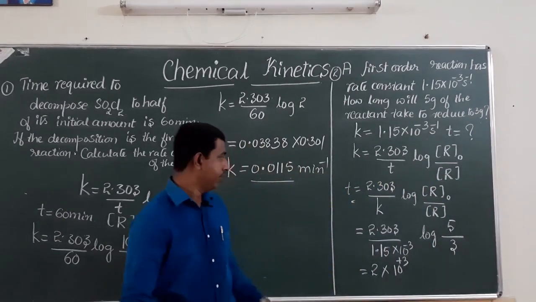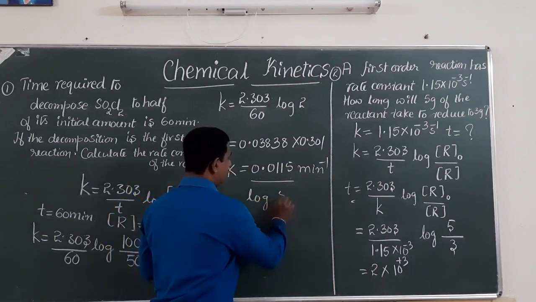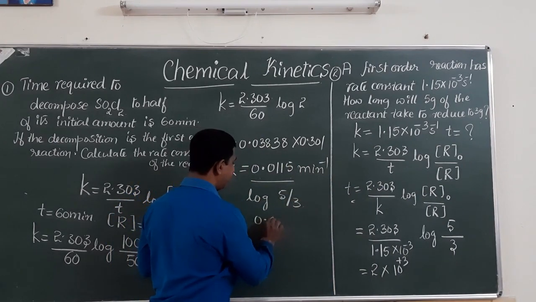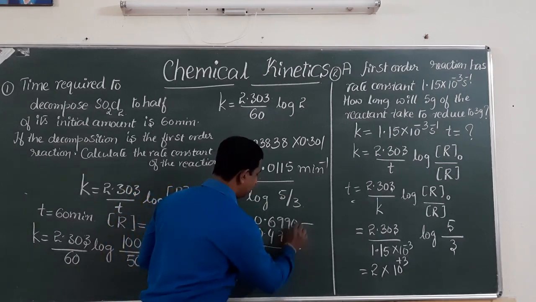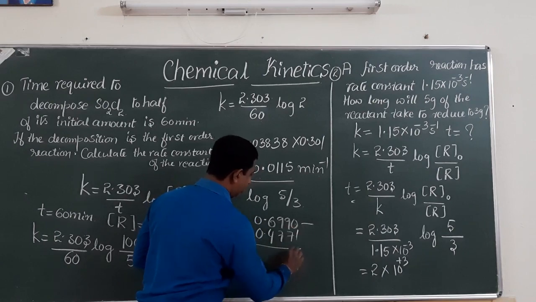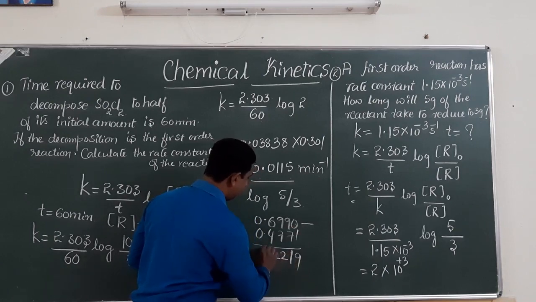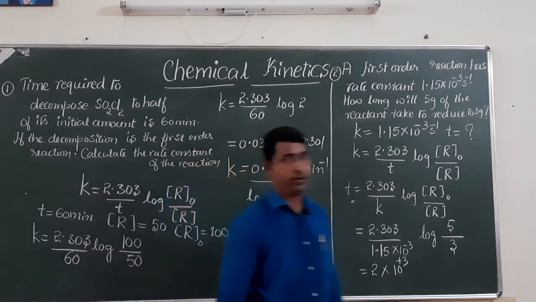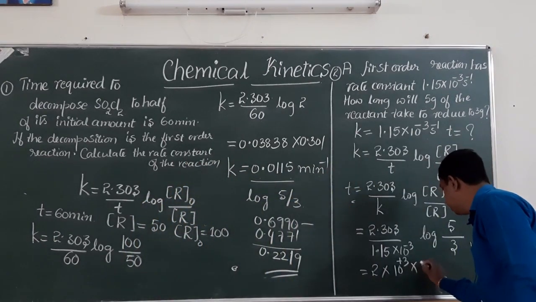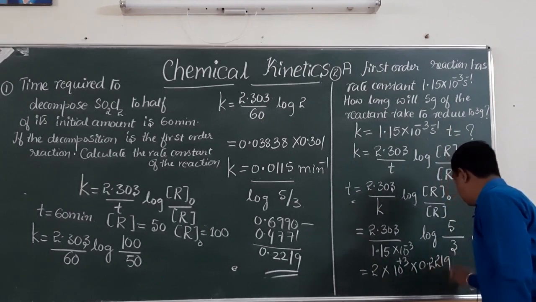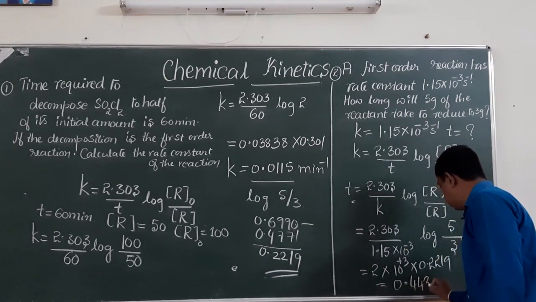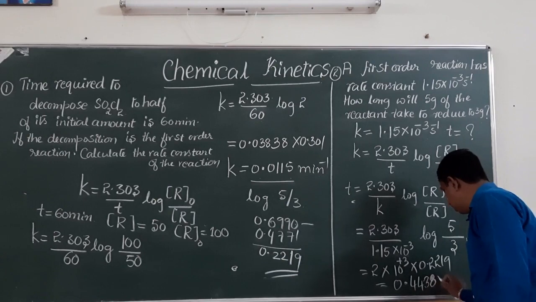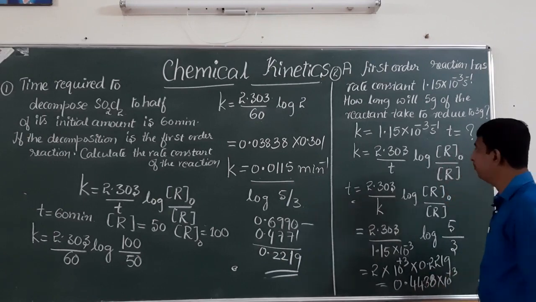I can write the value here. Value of log 5 is 0.6990, minus log 3, which is 0.4771. The difference is 0.2219, okay, so it is equal to 0.4438 into 10 to the power plus 3.